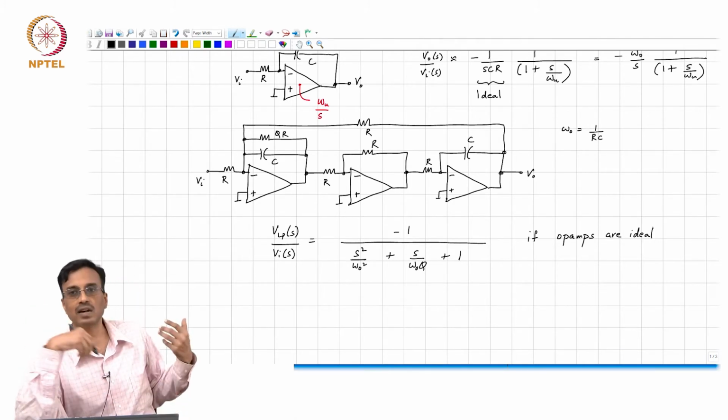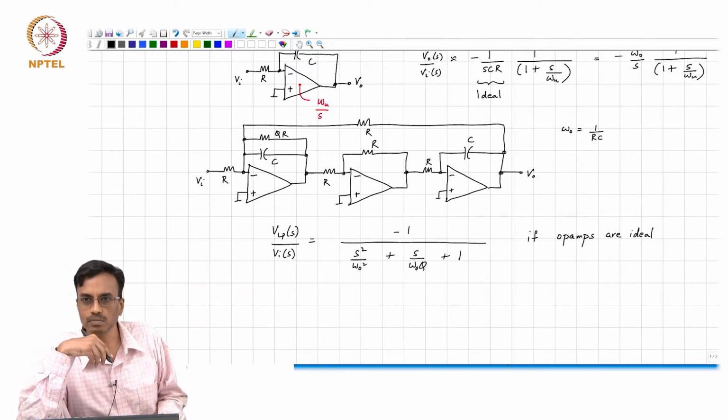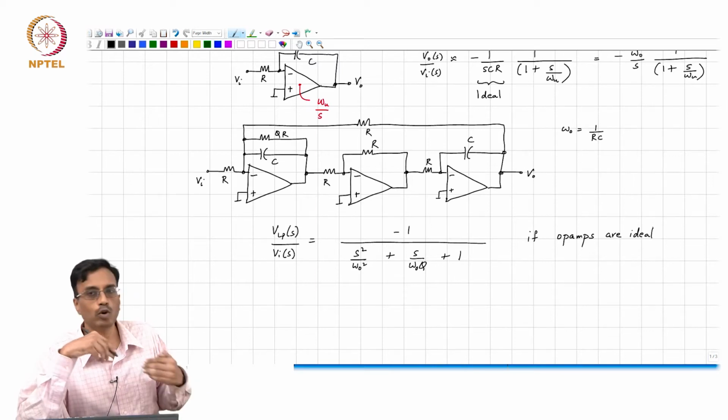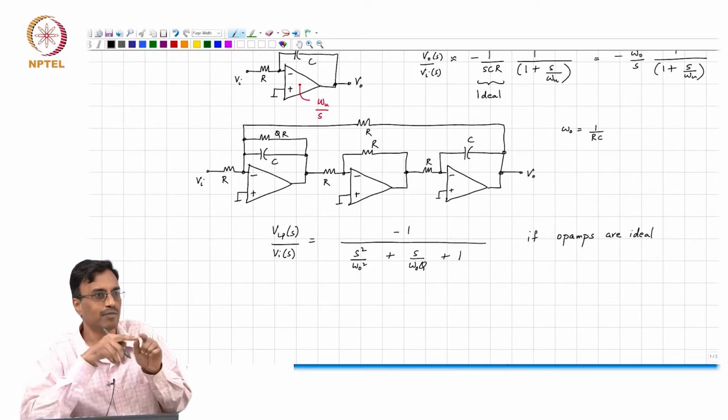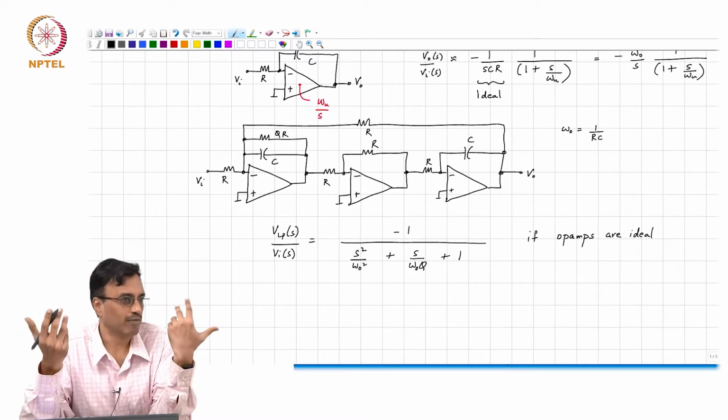As we were discussing yesterday, this is truly now a fifth order transfer function, right. Our only hope is that omega u is so high that in the frequency region of interest it still can be approximated by a second order transfer function.